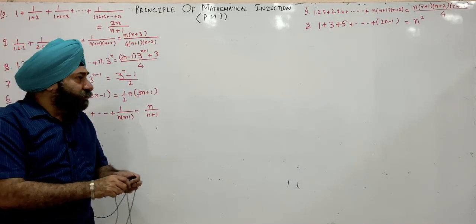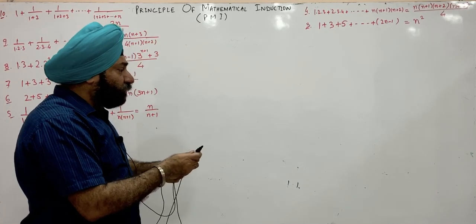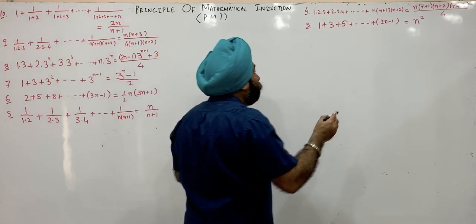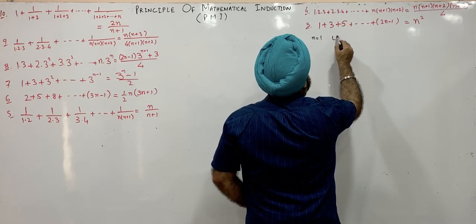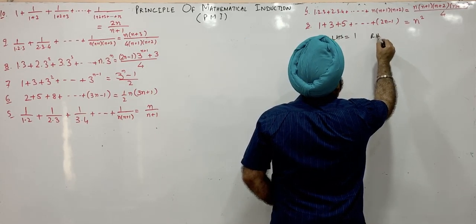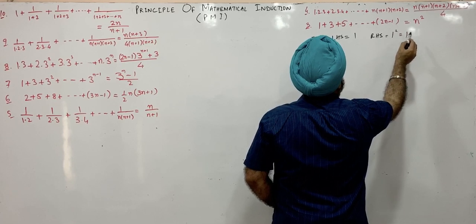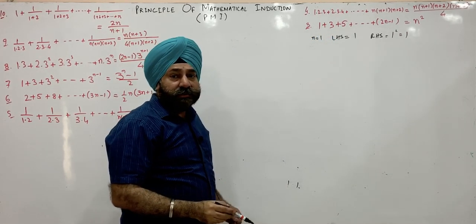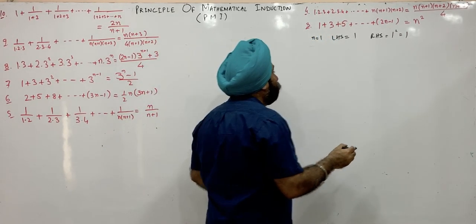So the steps remain the same. The first step, we have to prove the result true for n is equal to 1. So when n is equal to 1, left hand side is 1, right hand side is 1 square, that is 1. Therefore the result is true for n is equal to 1.